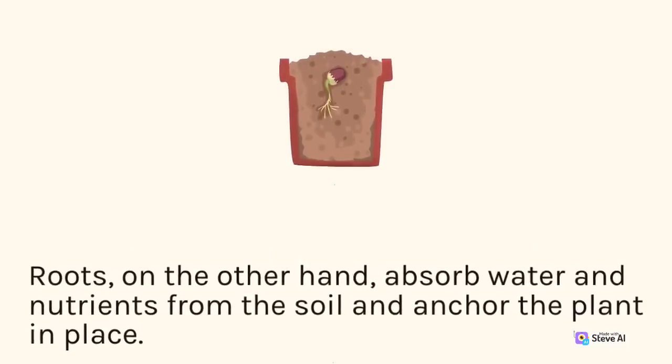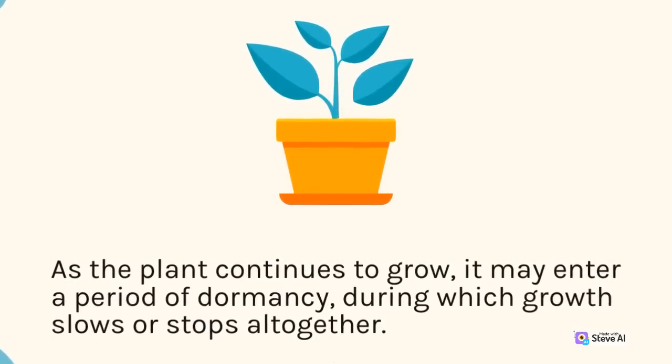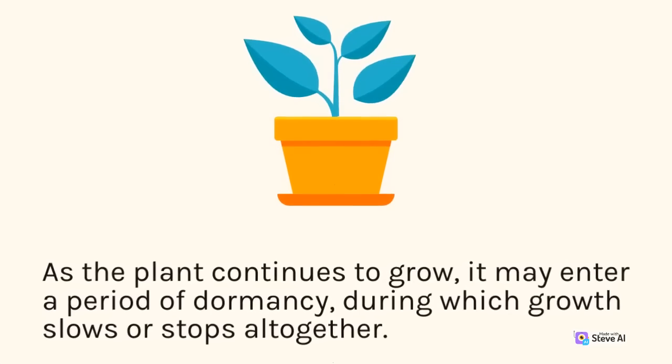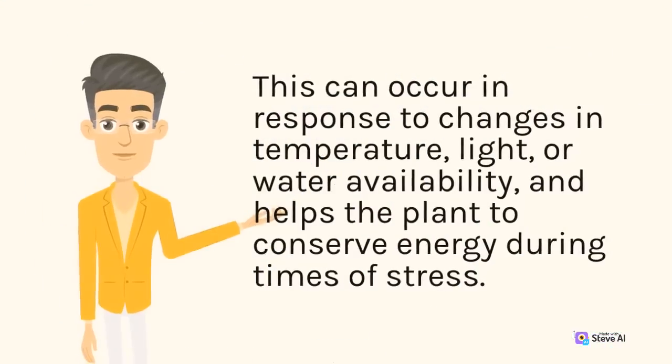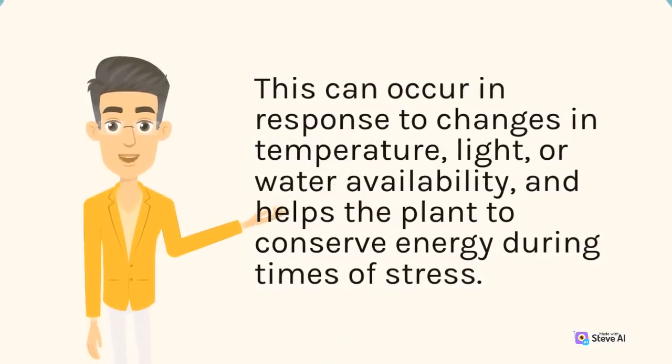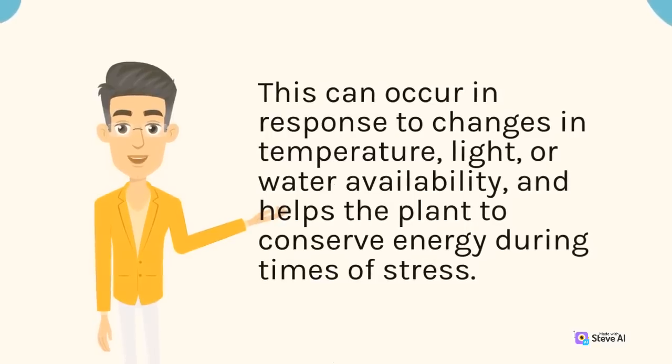As the plant continues to grow, it may enter a period of dormancy, during which growth slows or stops altogether. This can occur in response to changes in temperature, light, or water availability, and helps the plant to conserve energy during times of stress.